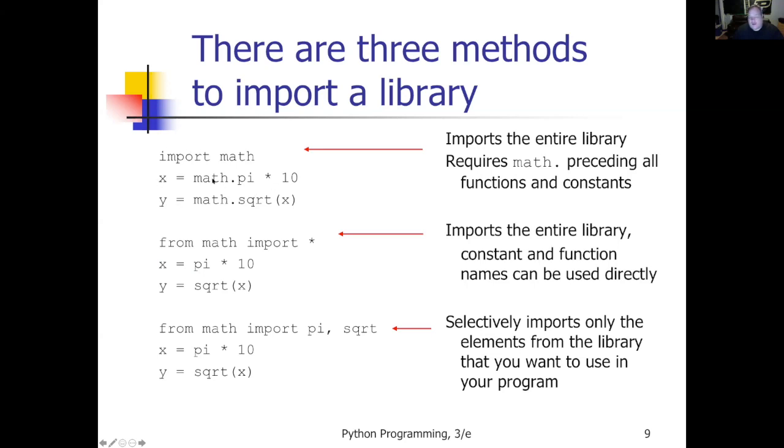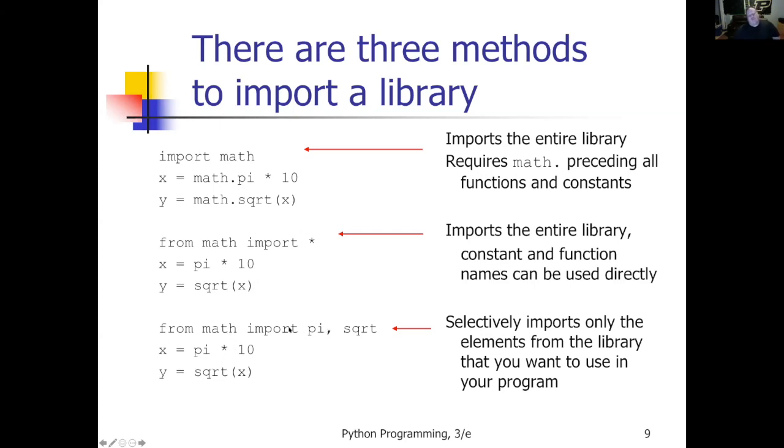So this would work, but you notice I have to add math dot in front of all of my math functions. If I say from math import star, then any math function is now accessible just with its name. I don't have to say math.pi, just pi. x equals pi times 10. y equals square root of x. So that works. Or I can import just the functions from math that I need. If I only need pi and square root, there's no reason to import the entire library. I can say from math import, and instead of star, just pi comma sqrt. Just import these two functions, and then I can still refer to them by their name.